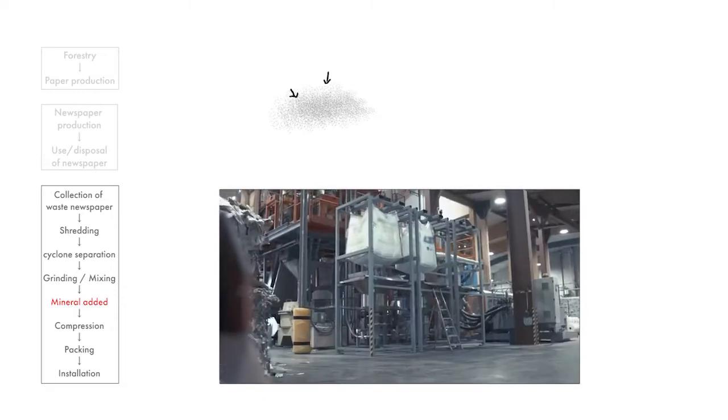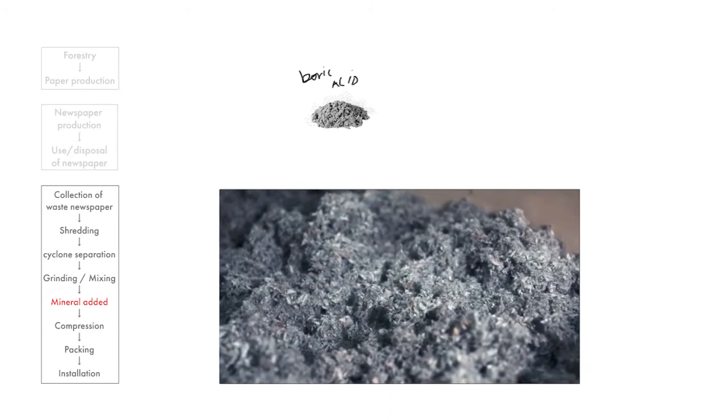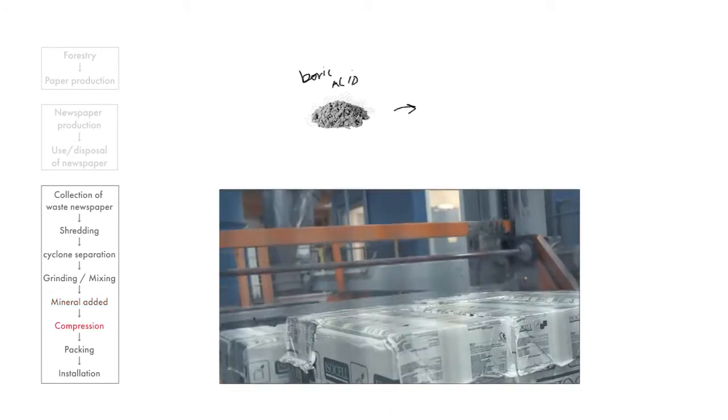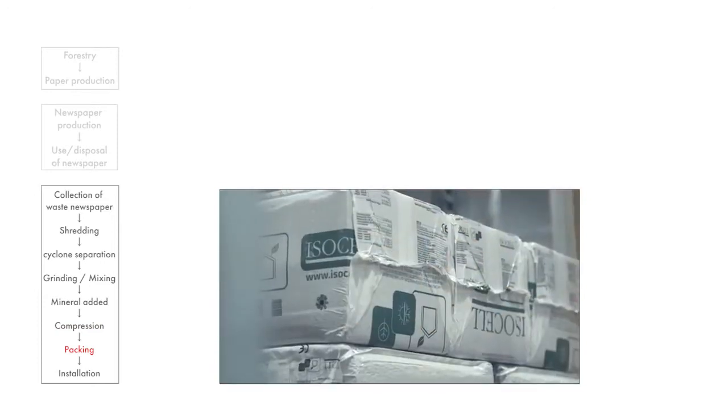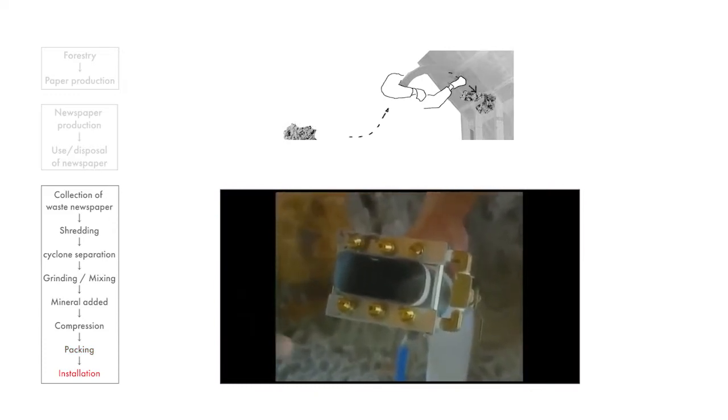Additive mineral salts, such as a mix of borax and boric acid, would be added to the cellulose fiber in order to increase its resistance to fire, mold, and pest. After the compression and packaging process, the product is ready to be transported to suppliers or directly to construction sites.